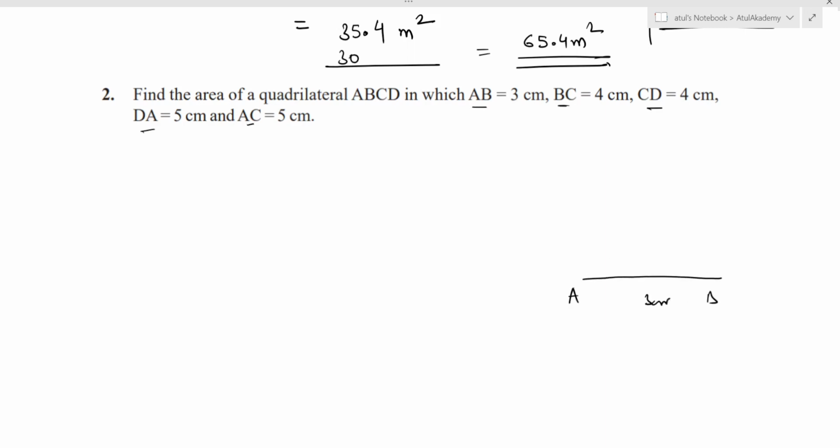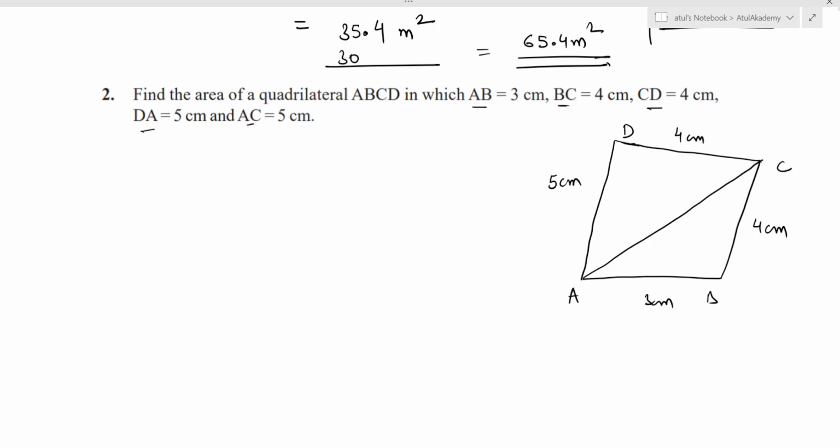So let's start with AB. AB is 3 centimeter, BC little bigger 4 centimeter, CD is also 4 centimeter. Okay, and AD is how much? A little bigger coming, 5 centimeter, correct. And AC is also coming out to be 5 centimeter. So you have two triangles, you know it's easy to do.